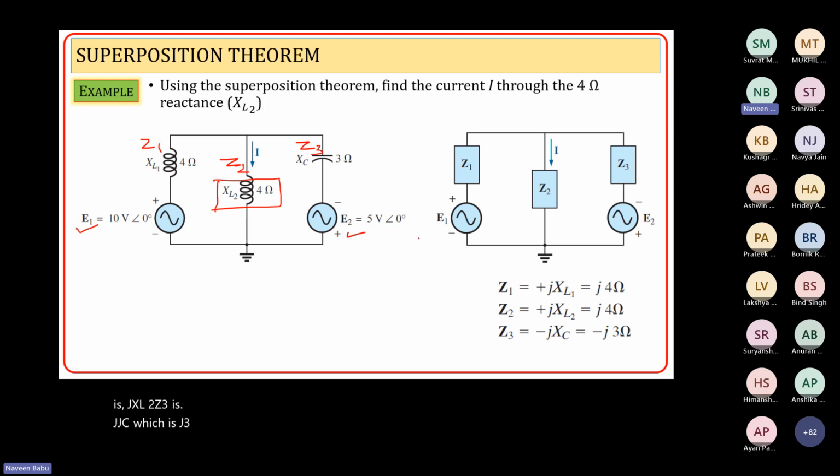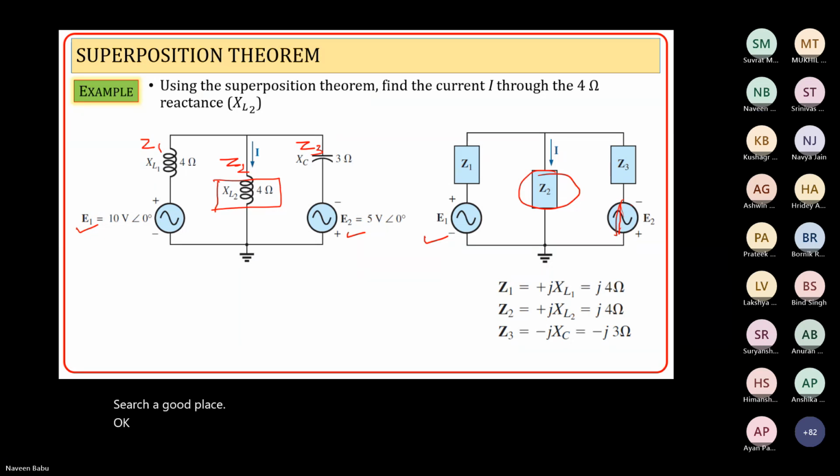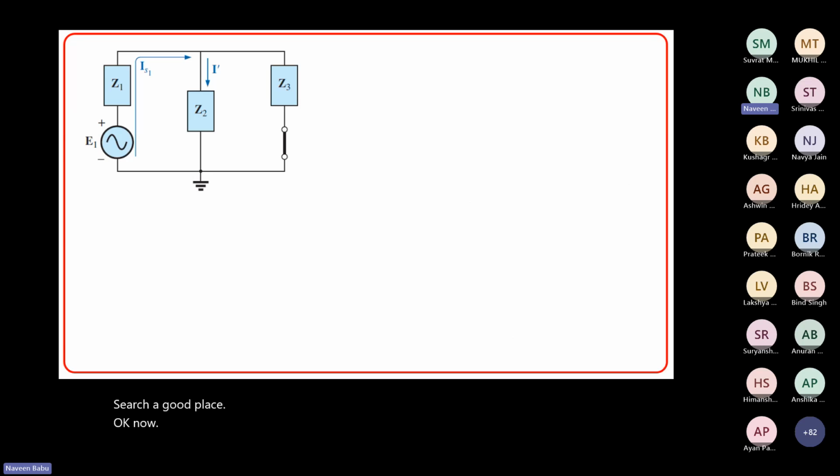Now, first we need to find the current across Z2. So first let us use E1, and E2 we will short circuit. This is the circuit that you have, E1, and you will short circuit this. Let us assume the current to be I dash first. So how do you find the current here?